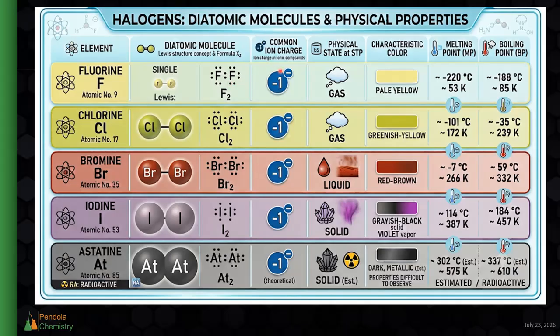Like I said earlier, their common charge is -1. There are polyatomic ions that include a lot of these elements, like chlorine and bromine and iodine. But by themselves, their charges are always -1.